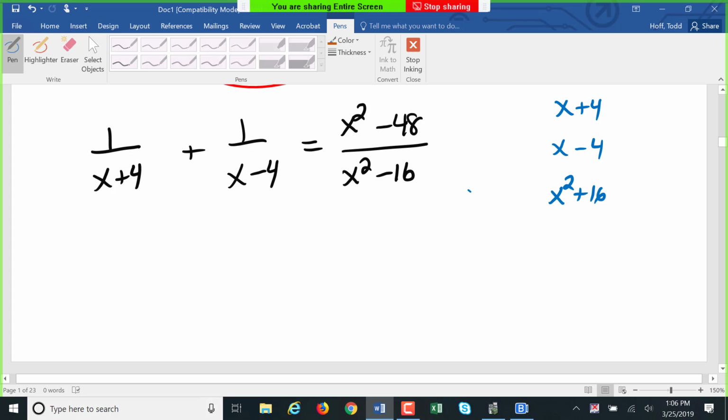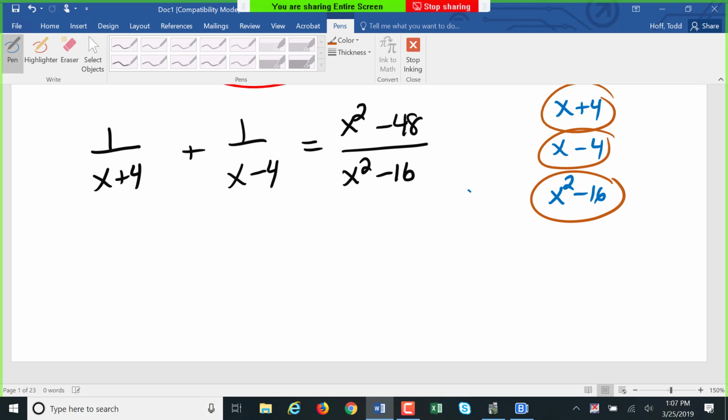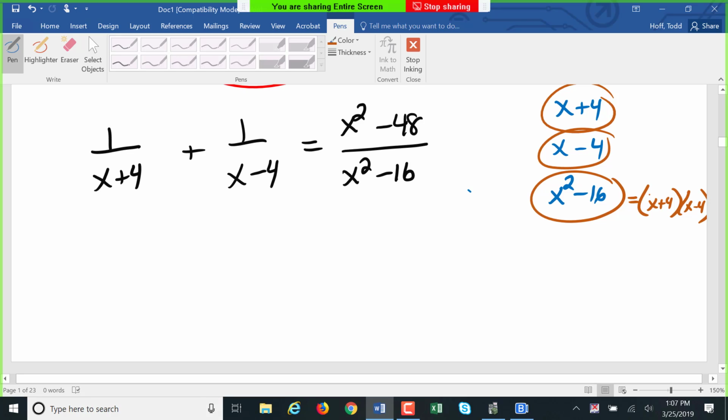Just like with the numbers, the first thing I want to check is to see if the smaller denominators divide into the larger one. Well, x squared minus 16 can be divided by both of those, can't it? It can be divided by x minus 4 and x plus 4 because x squared minus 16 is just x plus 4 times x minus 4. So x squared minus 16 is our least common denominator.